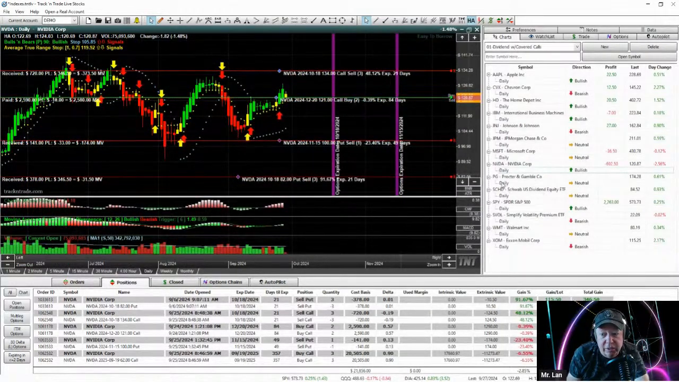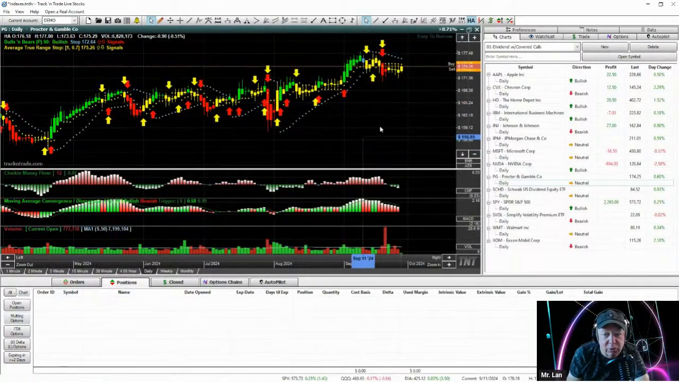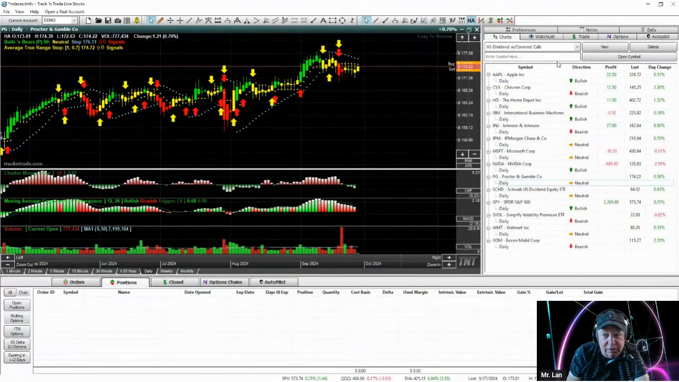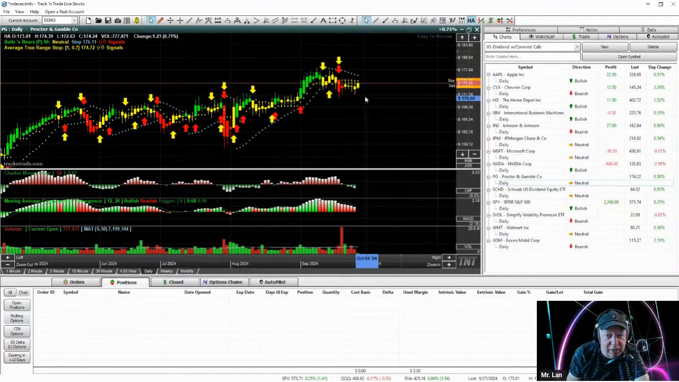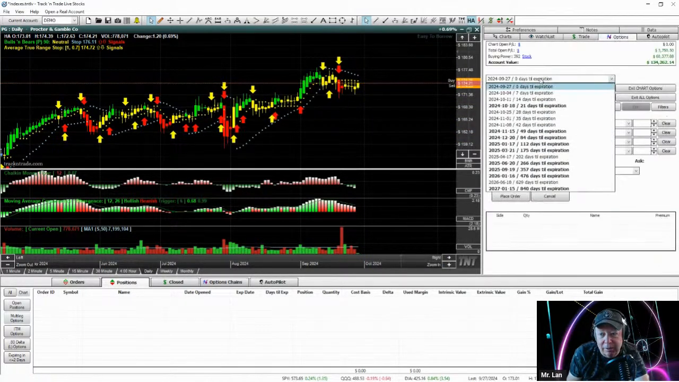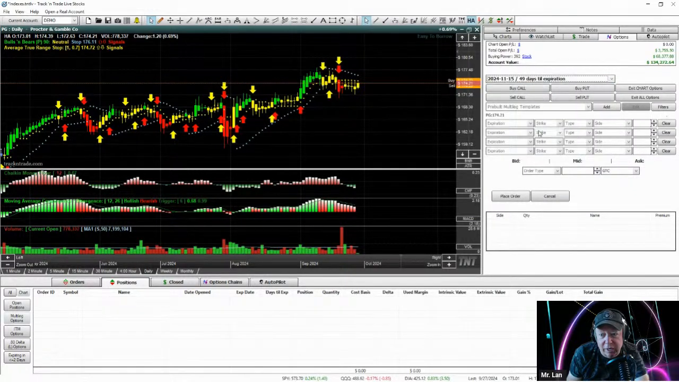All right. So here's NVIDIA. We talked about that one. Procter & Gamble. Do we want to buy some Procter & Gamble? Sure. Now remember, Procter & Gamble pays a dividend. So we want to get into this nice dividend paying stock. Let's buy some. And we're going to come down here to 49 days.